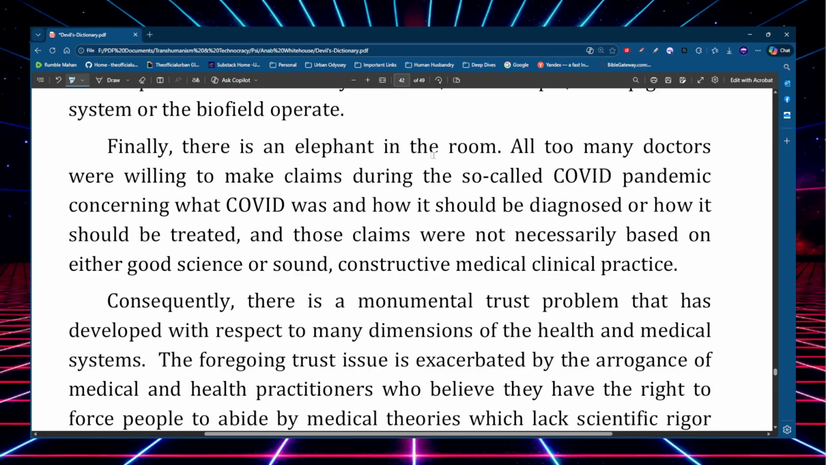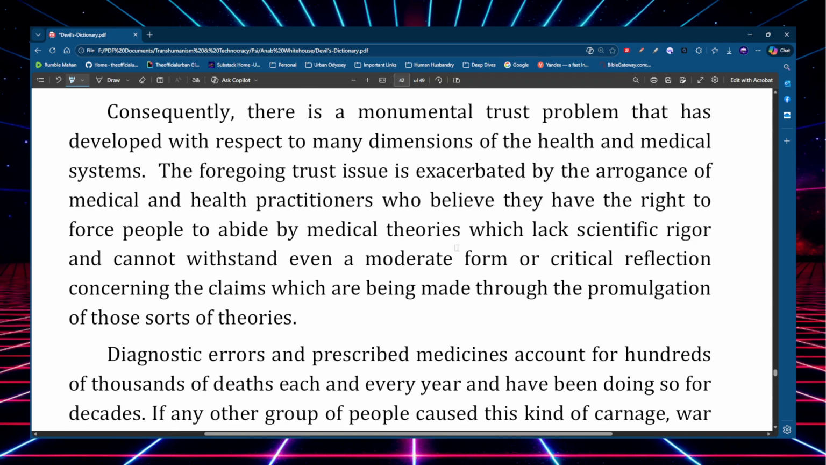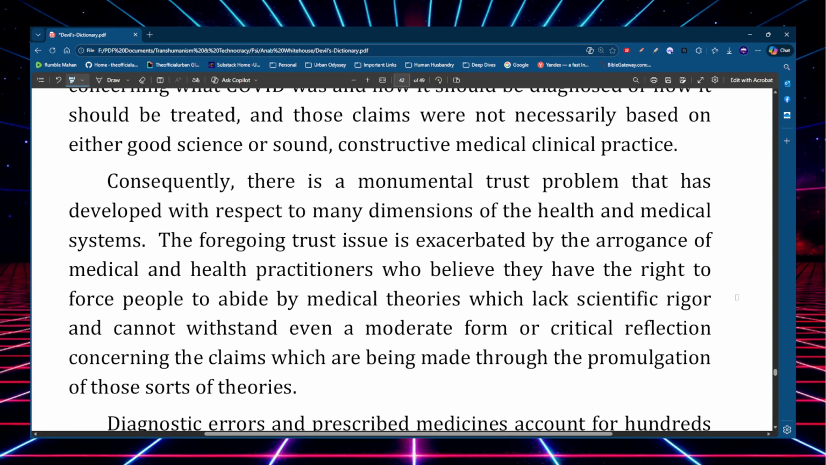Finally, there is an elephant in the room. All too many doctors were willing to make claims during the so-called COVID pandemic concerning what COVID was and how it should be diagnosed or how it should be treated. Those claims were not necessarily based on either good science or sound constructive medical clinical practice. Consequently, there is a monumental trust problem that has developed with respect to many dimensions of health and medical systems.